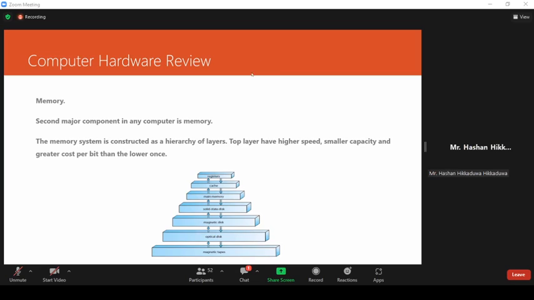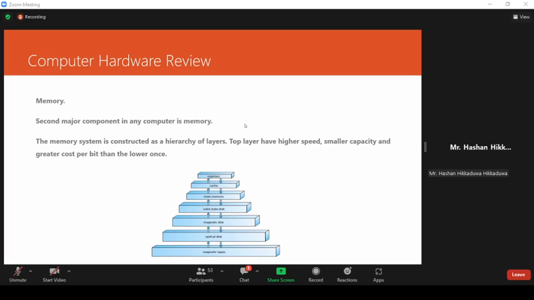Okay, right? So what happens? You take the memory. The second major component in any computer is memory, right? Here the memory system is constructed as a hierarchy of layers. Here you can see register, then cache, then main memory, then solid state disk, then magnetic disk, then optical disk, and magnetic tapes, right?